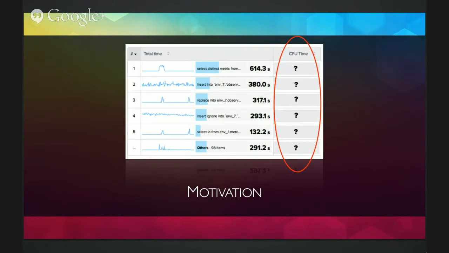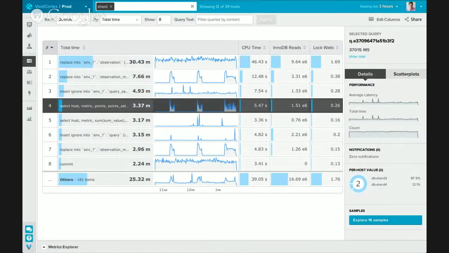The motivation for this is how to figure out things like CPU time per query, and in fact any metric per query from either MySQL or the operating system, or indeed even other systems than the ones that MySQL is running on. This little screenshot of part of our user interface shows the values that we want to fill in. And I'm actually going to just switch screens here real quickly to a live demo of how this works on Vivid Cortex's product. So I hope you can see that.